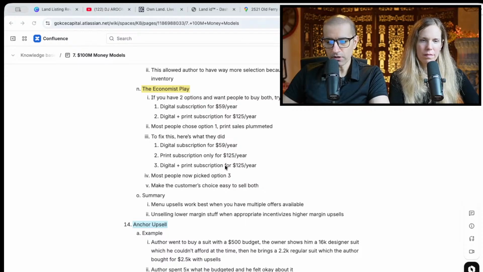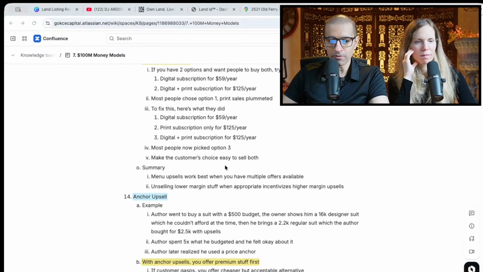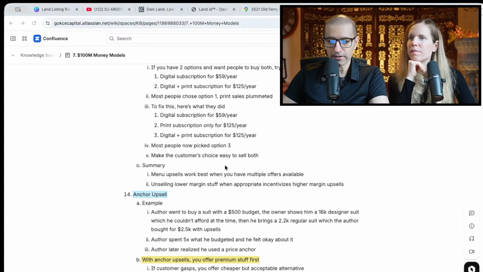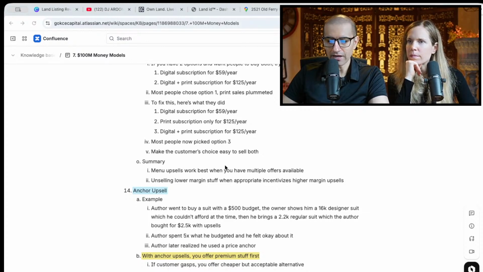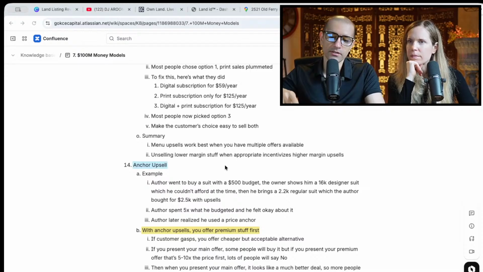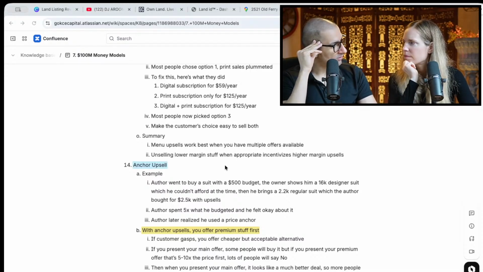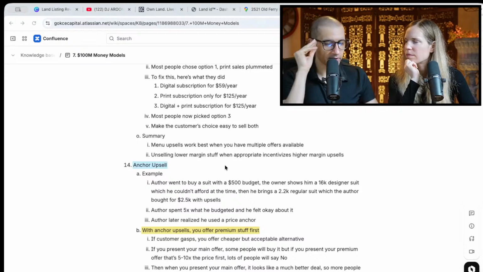Menu upsells work best when you have multiple offers available. Unselling lower margin stuff when appropriate incentivizes higher margin upsells. Oh yeah, so it's saying lower margin stuff, even if it's expensive or not, doesn't matter. It's the margin. Okay, all right, fine.